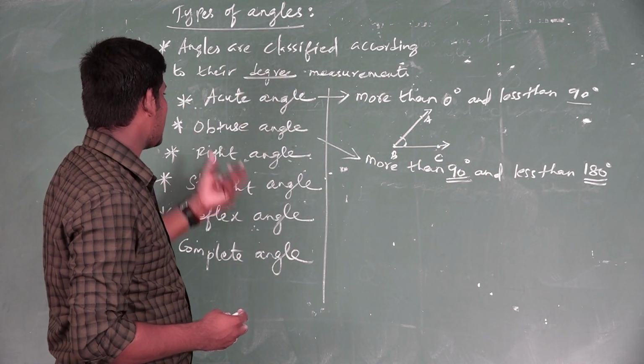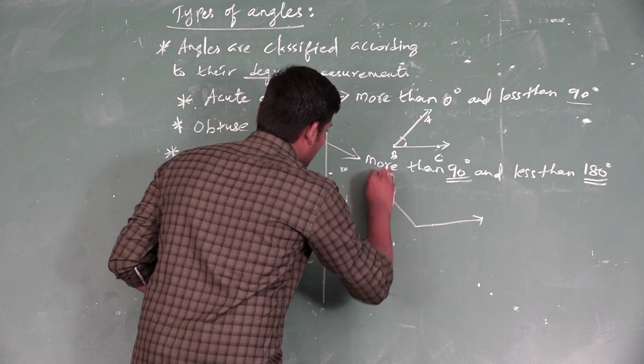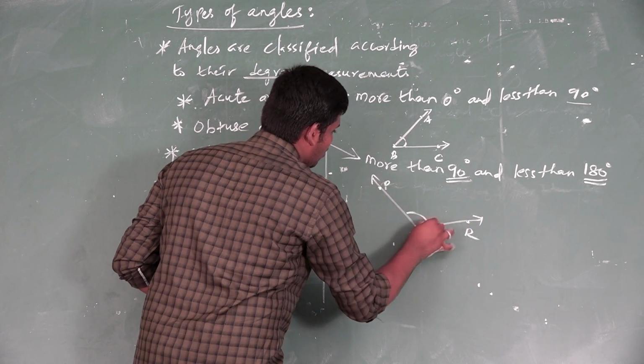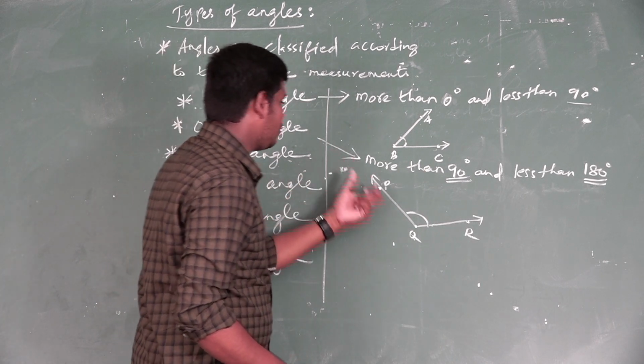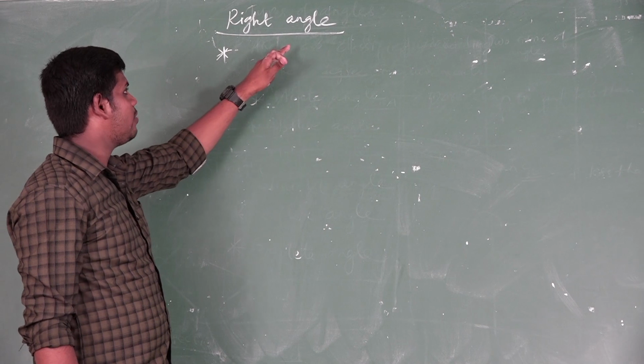So PQR is an obtuse angle. How can we draw it? This is P, this is Q, this is R. This is the angle formed. This is called what? Obtuse angle. Next we see a different type of angle.